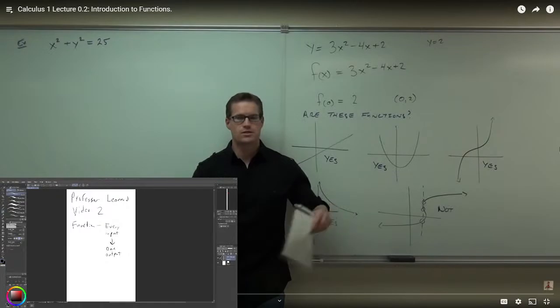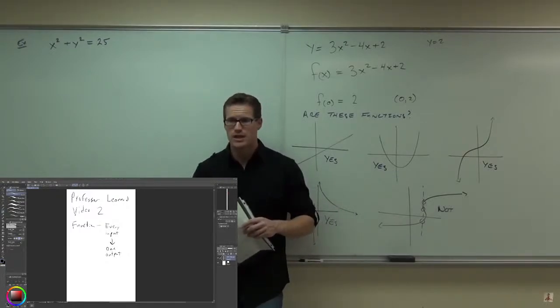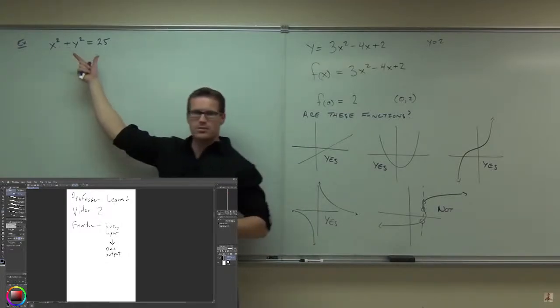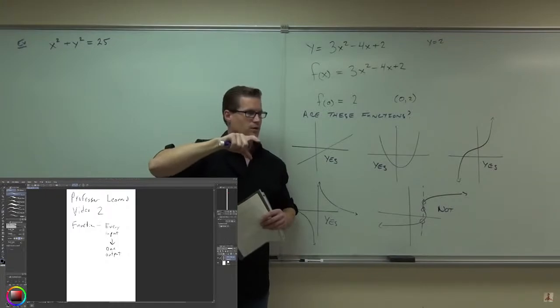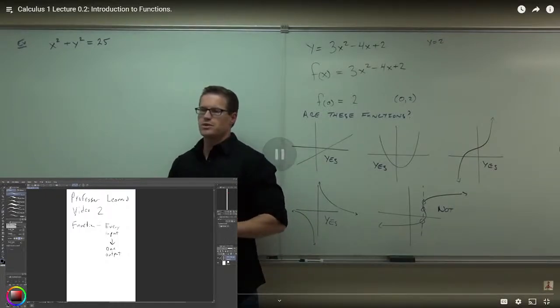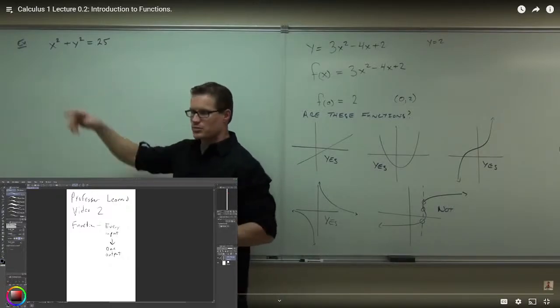Center of origin, very good, 0, 0. The way you'd shift circles around, hopefully you remember this from your intermediate algebra days, is you have some parentheses in here like x minus h and y plus k. That would shift that around, okay? What's your radius? 5. No, this is the radius squared, so the radius would be 5.